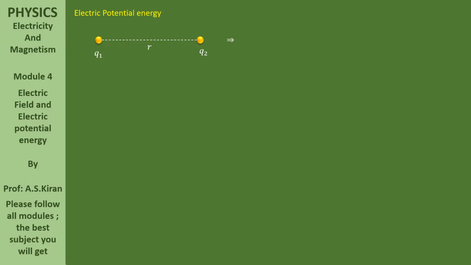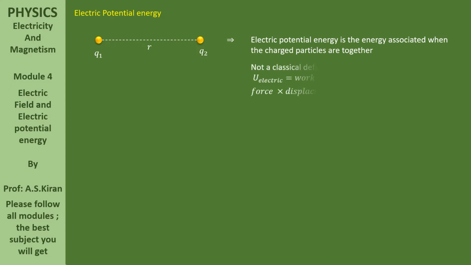Here, charge Q1 given, charge Q2 given, they are separated at a distance r. Now, electric potential energy is the energy associated when the charged particles are together. When the charged particles are separated, there is no matter of energy. When the charged particles are together, they possess some potential energy.